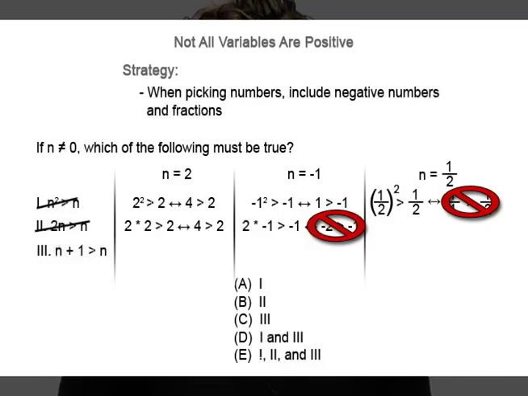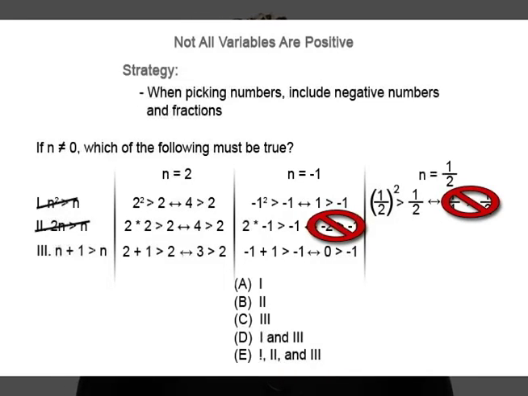Okay, let's take a look at our third Roman numeral. n plus 1 is greater than n. In our first case, again, let's pick a positive number. n is equal to 2. Is n plus 1 greater than n? 2 plus 1, which is 3, is greater than 2. So in this case, when we use a positive number, it's true. If we use a negative number, let's say negative 1, is negative 1 plus 1 greater than negative 1? 0 is greater than negative 1, so it's still true.